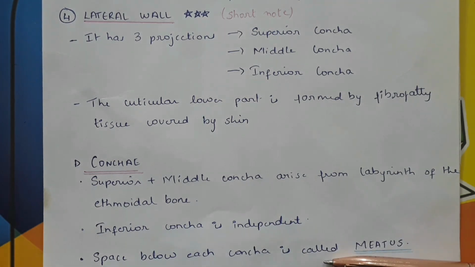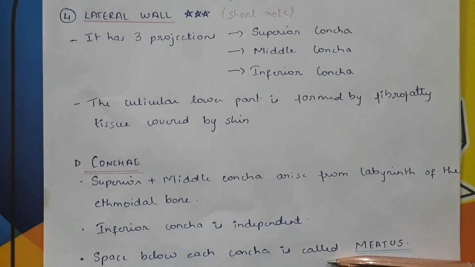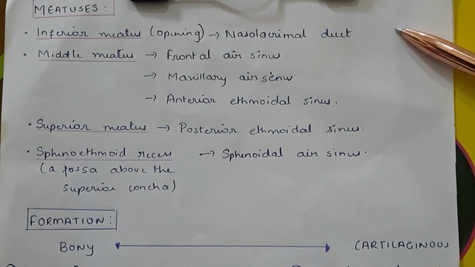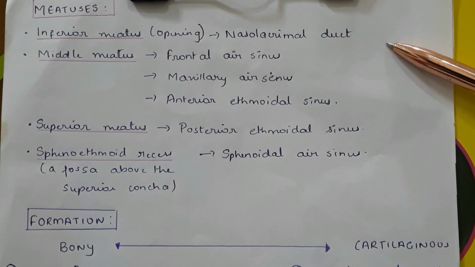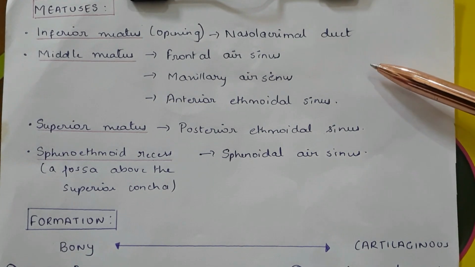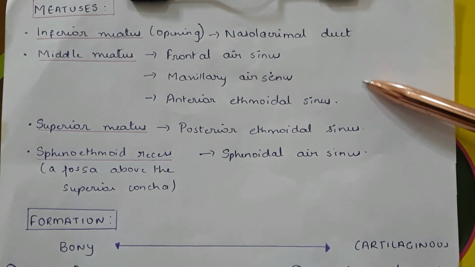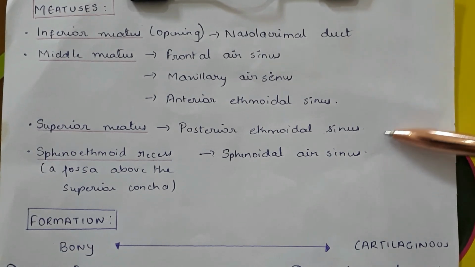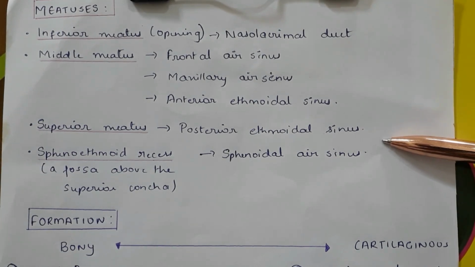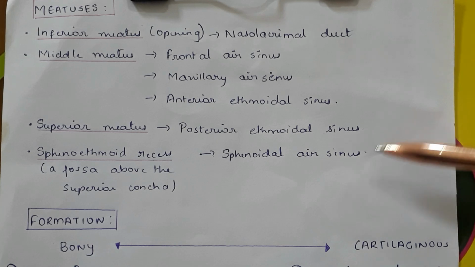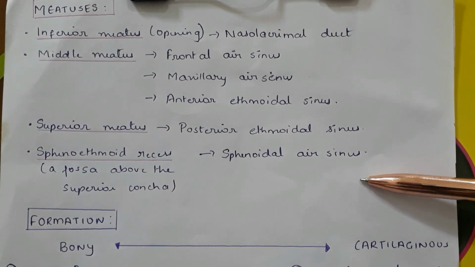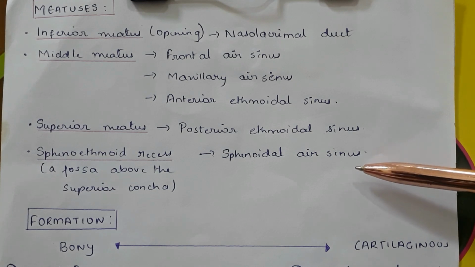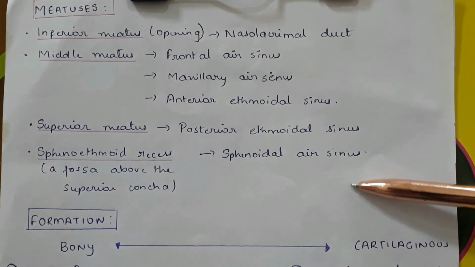The space below each concha is called the meatus. The inferior meatus has an opening for the nasolacrimal duct, the middle meatus for the frontal air sinus, maxillary air sinus, and the anterior ethmoidal sinus, the superior meatus for the posterior ethmoidal sinus, and the sphenoethmoid recess for the sphenoidal air sinus. The sphenoethmoid recess is a fossa above the superior concha.